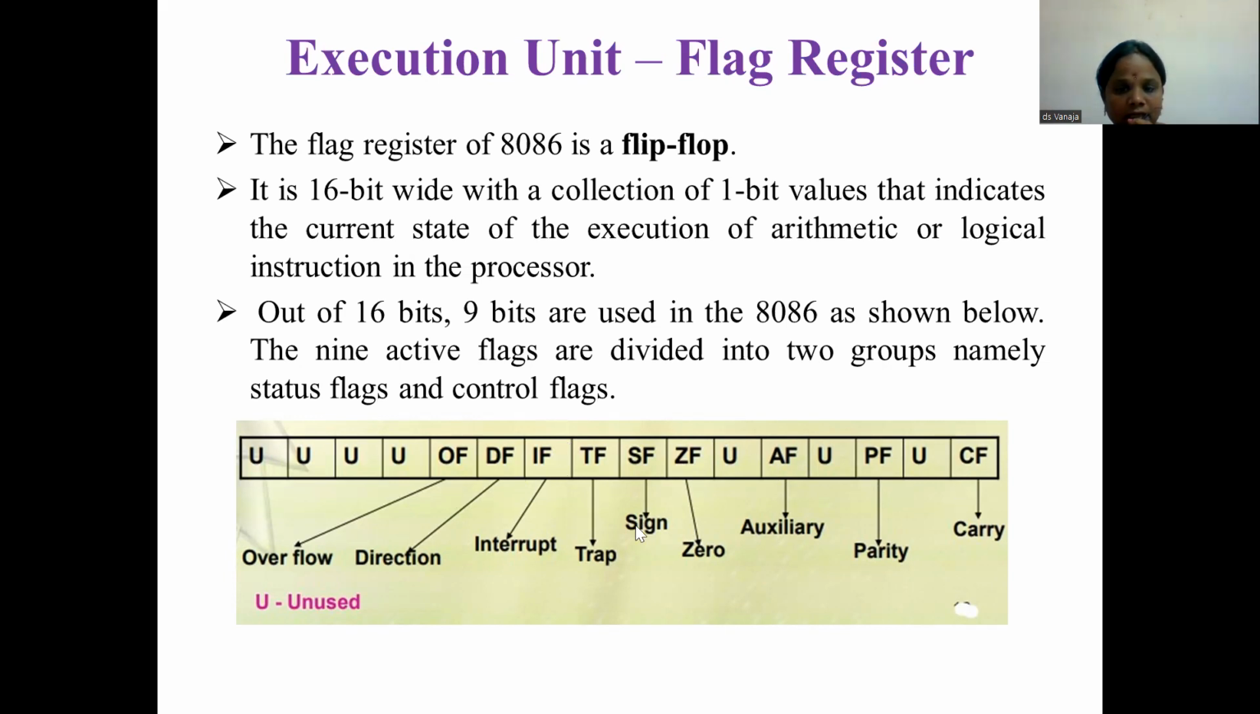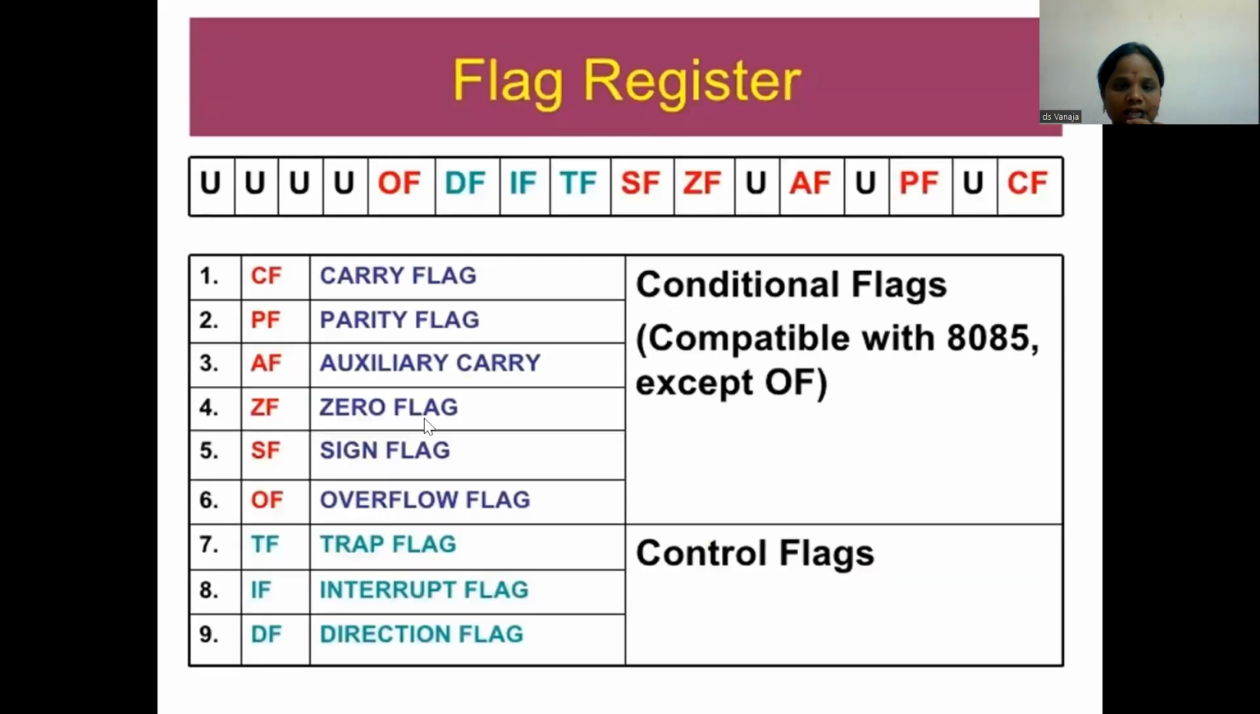Under these 9, the carry, parity, auxiliary, zero, sign, and overflow flags come under status flags. The remaining direction, interrupt, and trap flags come under control flags. Now it's a clear vision of the status and control flags. Status flags are also known as conditional flags. These conditional flags or status flags are of 6 types: carry, parity, auxiliary, zero, sign, and overflow. And control flags are of 3 types: trap flag, interrupt flag, and direction flag.